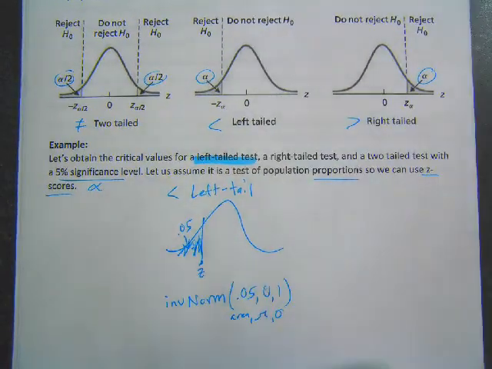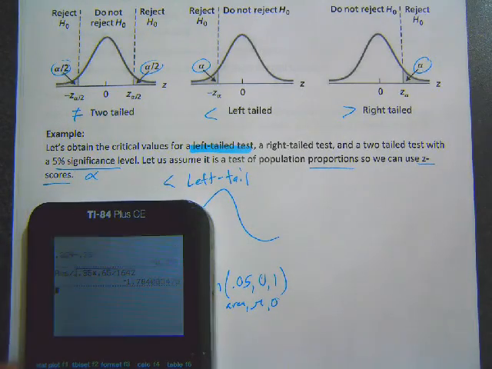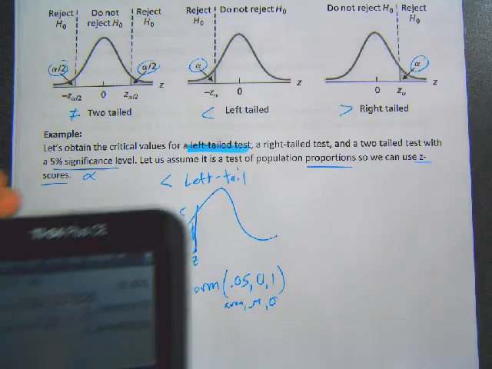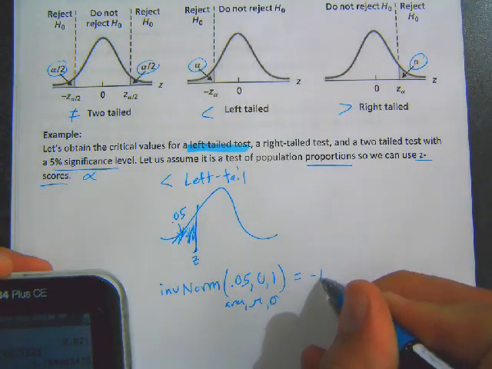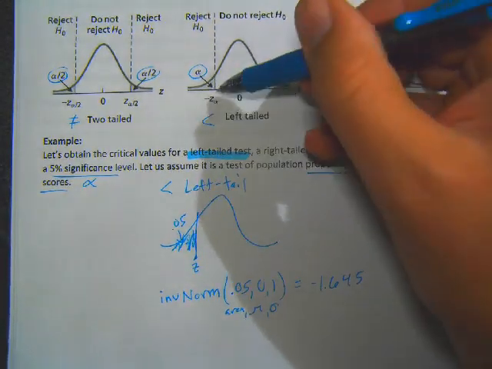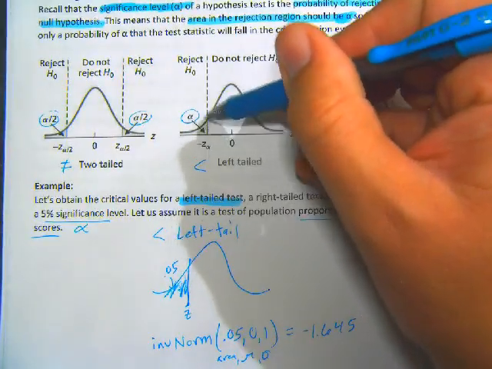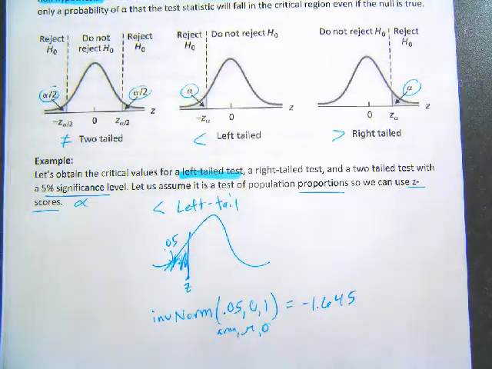So I would do that now. Tell me what the z-score is that has 0.05 to the left. So second distribution, inverse norm. 0.05 is my area to the left, 0 and 1, and I get negative 1.645. That's the z-score, and notice that the z-scores for the left-tailed test should typically be negative, right? Because areas are usually pretty small, so you're going to want a negative z-score over here at the edge that makes this area small. So that would be the z-score.